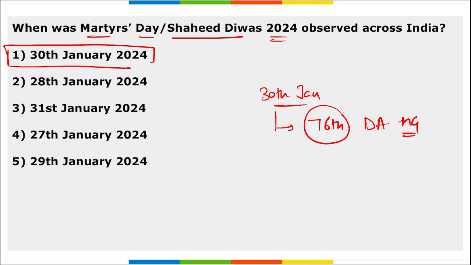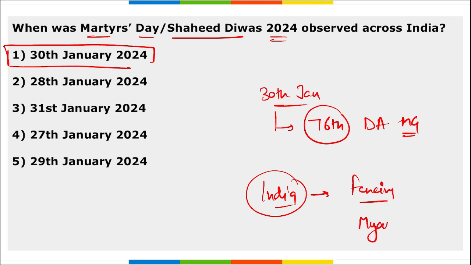Next, tell me recently, India decided to fence their border with which country? India has decided that they will be fencing their border along with Myanmar. Right? Remember this. Along with Myanmar, India will be fencing their border.